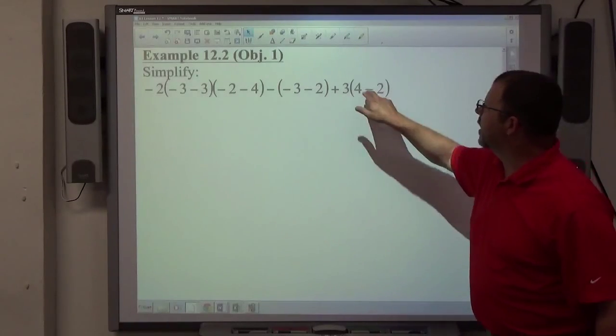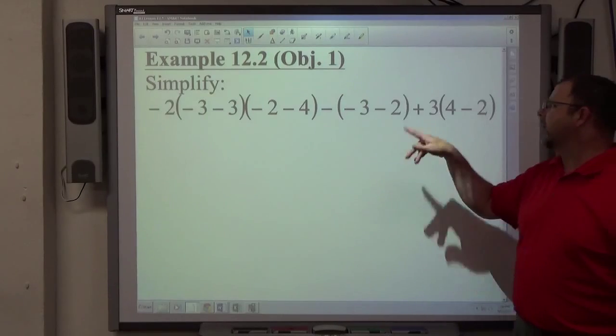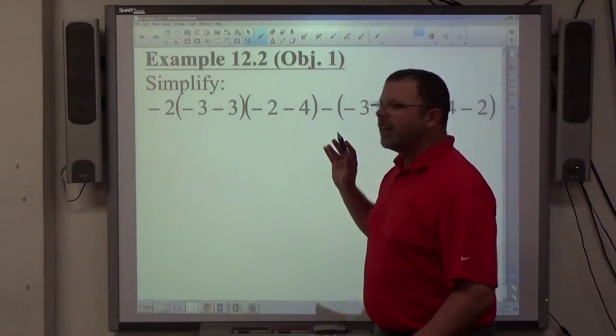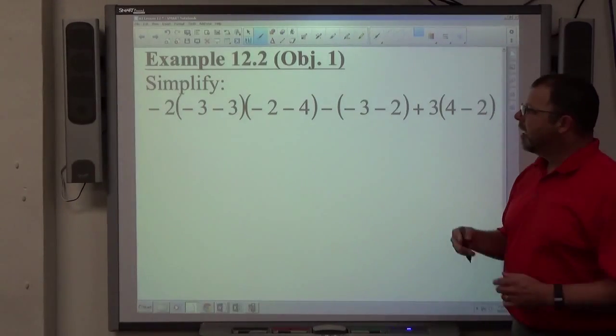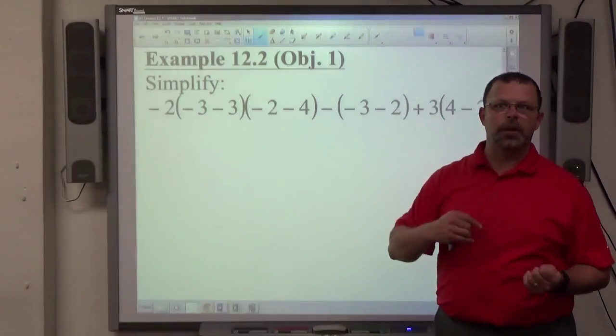Simplify -2 times -3 minus 3 times -2 minus 4 minus -3 minus 2 plus 3 times 4 minus 2. One thing that I will recommend here, one thing that I've noticed students messing up with in the past, is they'll change multiplications into additions or subtractions, or additions, subtractions into multiplications.